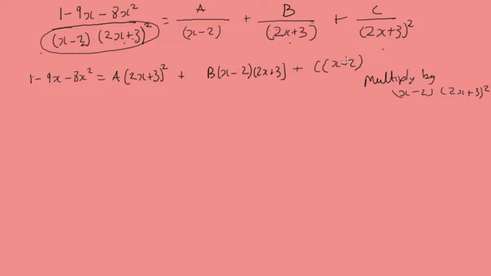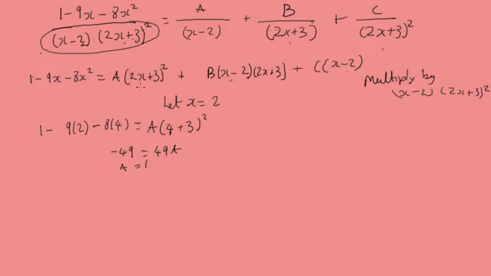Now let's look at this first, to see if there's anything we can do to make this simpler. Let x equal 2, and then we'll get rid of both of these parts of the equation. So we will have 1 minus 9 times 2 minus 8 times 2 squared, which is 4, equals a times (2 times 2 is 4, plus 3) squared. That'll give us minus 49 equals 49a, so a equals 1.